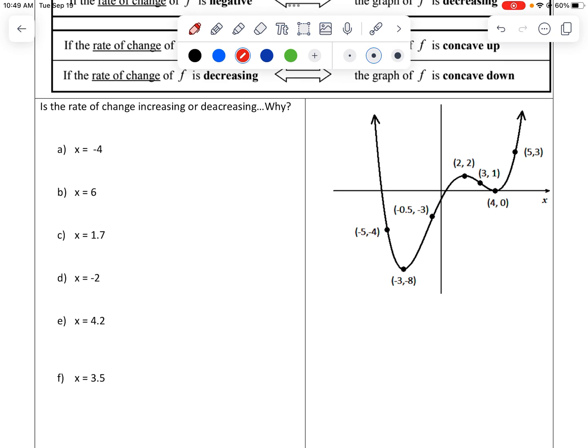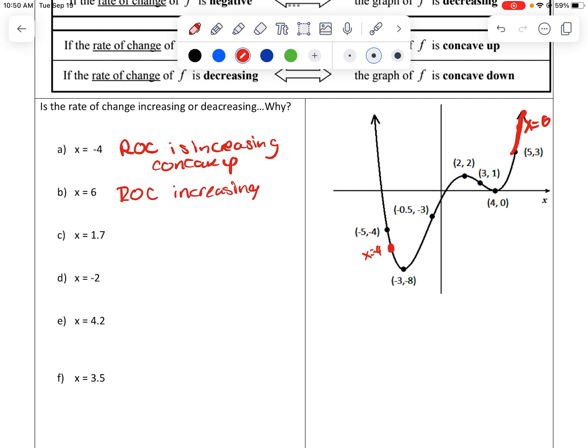So if we look at this, is the rate of change increasing or decreasing, and why? So -4 is right here. Well, I would say it is concave up because the rate of change is increasing. Whereas x equals 6 right up here, that's also concave up. It's getting steeper, so the rate of change is increasing. And again, we can say it's concave up.